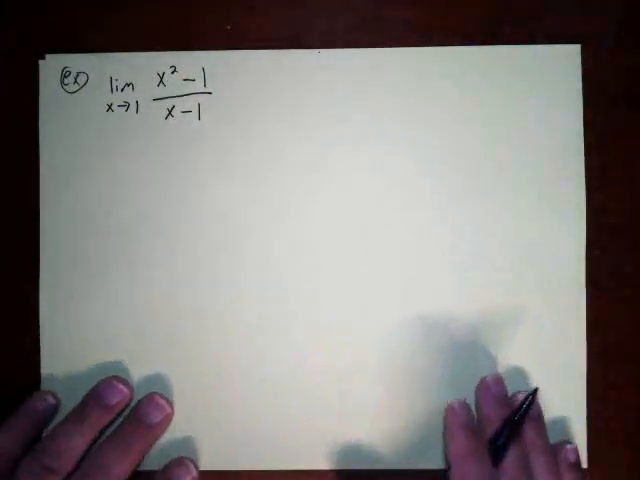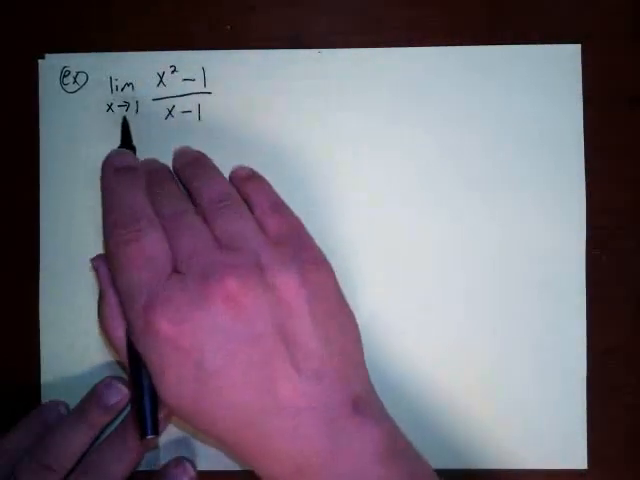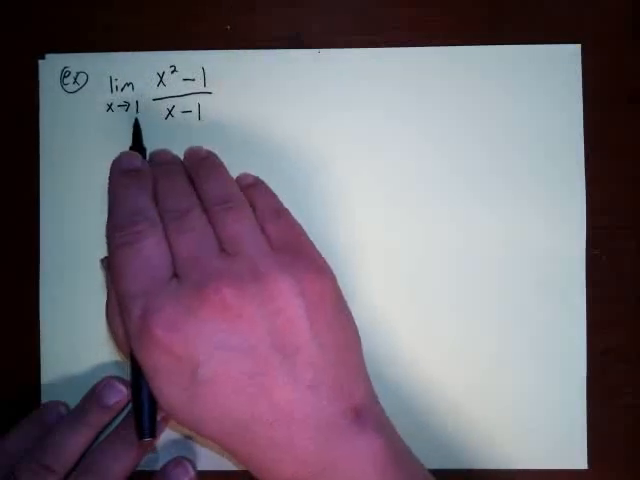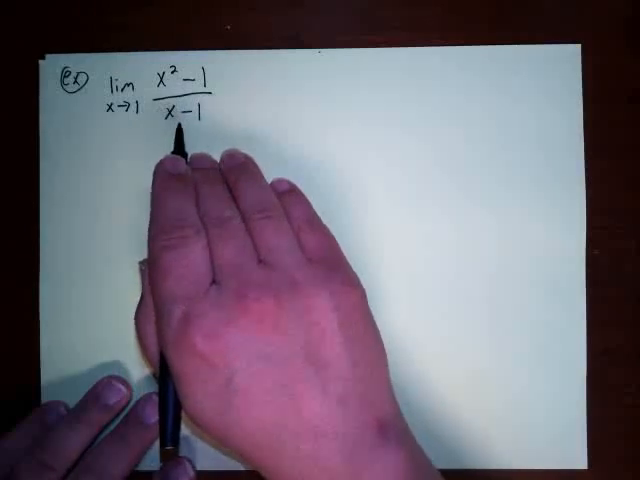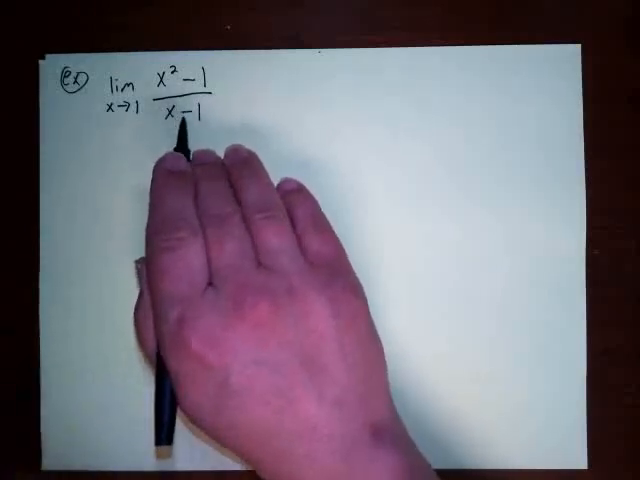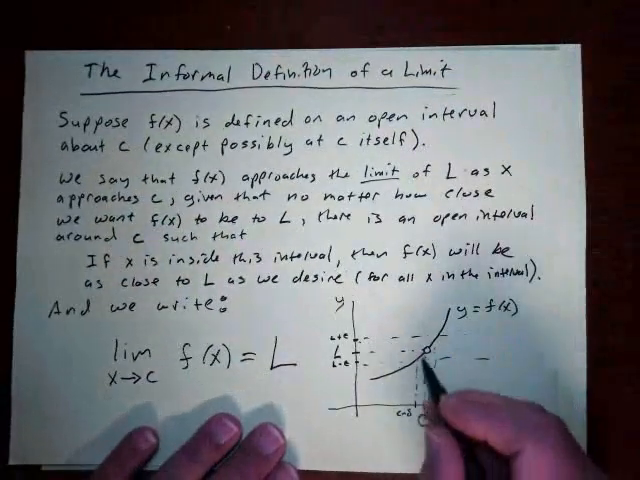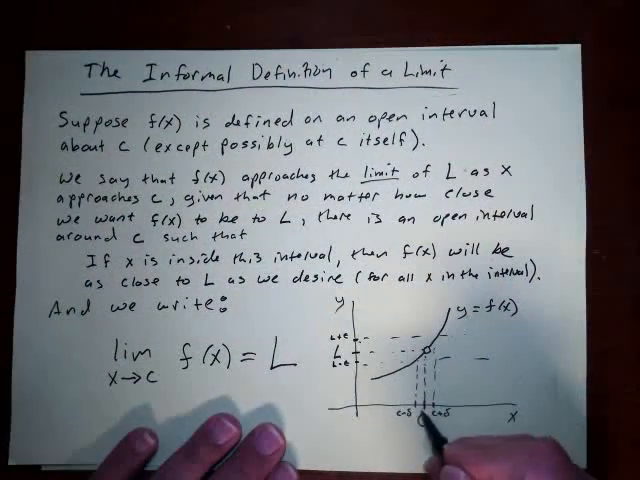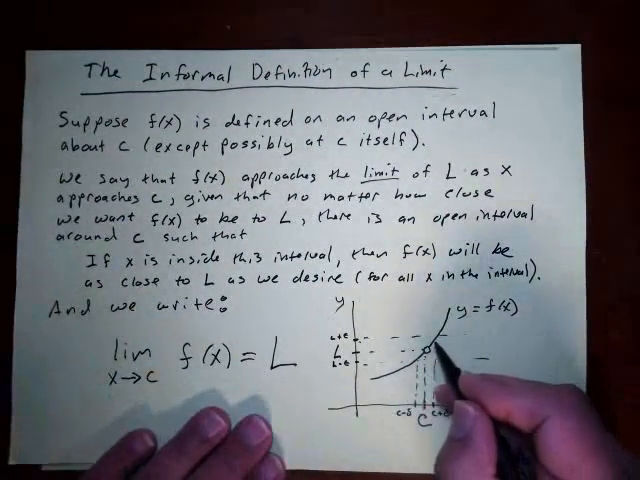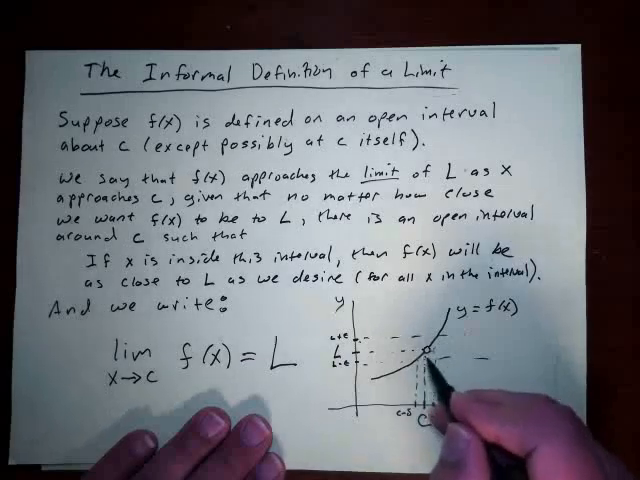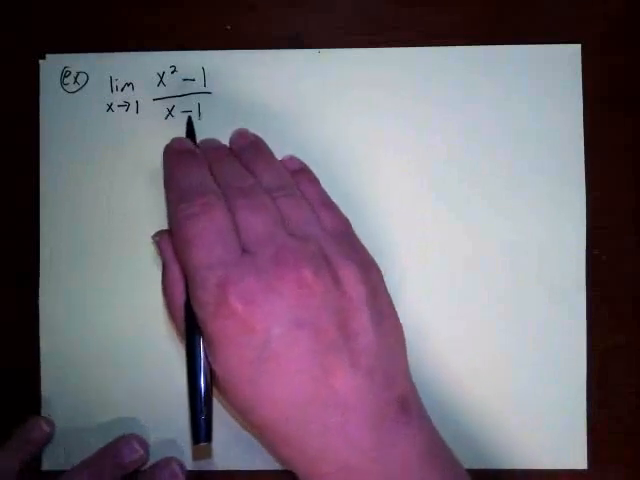Here is an example of a function, x squared minus 1 over x minus 1, and I want to find the limit as x approaches 1. Indeed, if I plug in 1 here, I get a 0 in the denominator. So the function does not exist at the place I want to find the limit. Just like this here, there's a hole in this graph. So the function doesn't exist at C, but the limit is wanting to know the behavior near C, not what's going on at C. So I can't just plug in 1 here.